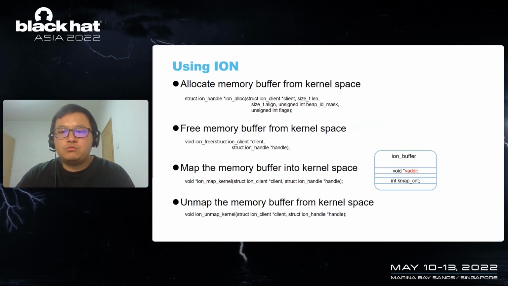And also, the ion driver is a base driver which can be used by kernel drivers. Drivers in kernel space can allocate memory buffers with API ion alloc, and they can also free memory buffers with API ion free. There is also an API ion map kernel to map a memory buffer into kernel space. We need to note that the virtual address of the memory buffer will be cached in the ion buffer object to accelerate the map operation. And API ion unmap kernel is used to unmap the memory buffer from kernel space.